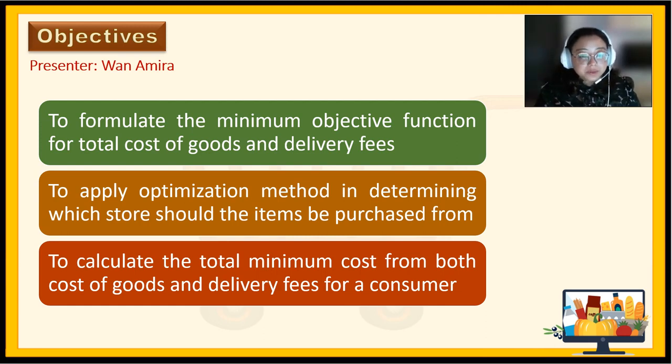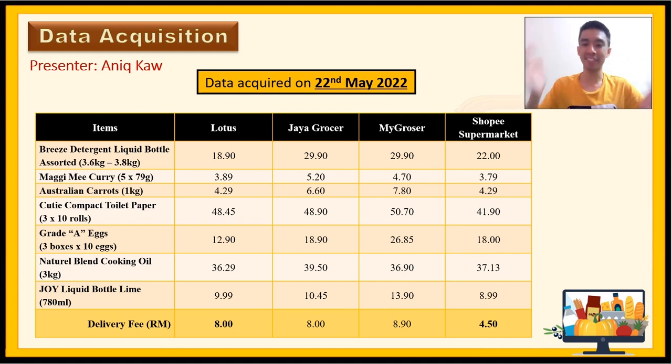We need to get the minimum objective function before we can move to objective 2, which is to apply optimization method in determining which store the items should be purchased from. So we will apply the Simplex method to determine which store provides the best price for the items. Next, the third objective is to calculate the total minimum cost from both cost of goods and delivery fees for a consumer. We need to get the total minimum cost for the best combination of cost of goods and delivery fees for a consumer.